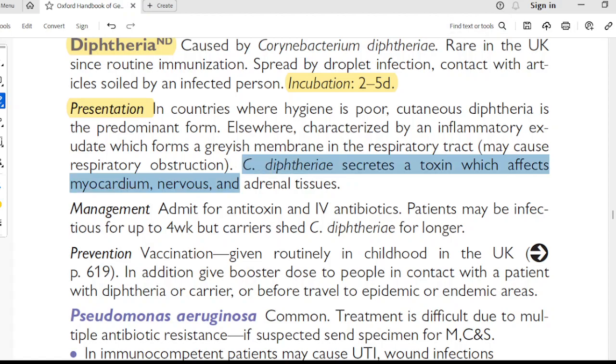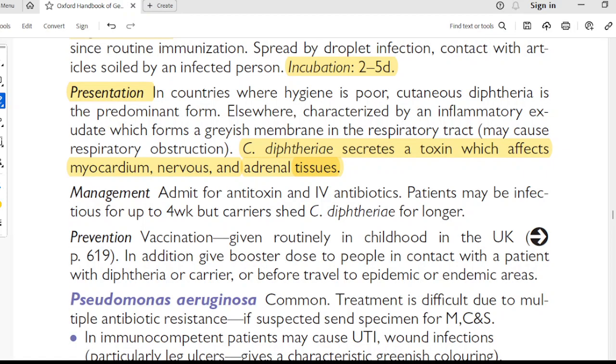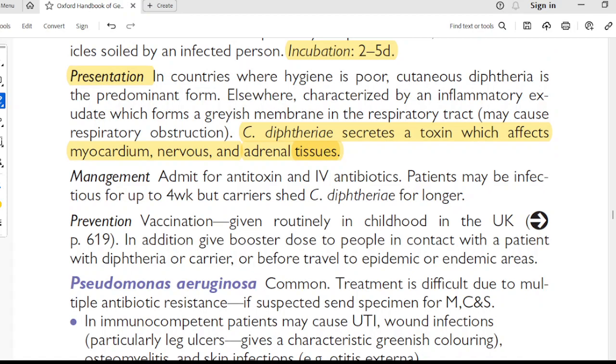C. diphtheriae secretes a toxin which affects the myocardium, the nervous system and the adrenal tissues. So that is why it was such a serious infection. That's why a vaccine was initially developed, and now it is vaccine preventable. We don't see many cases of diphtheria in our routine practice because there is a vaccine. So what it does, it produces a toxin which affects the myocardium, the nervous system and the adrenal tissues.